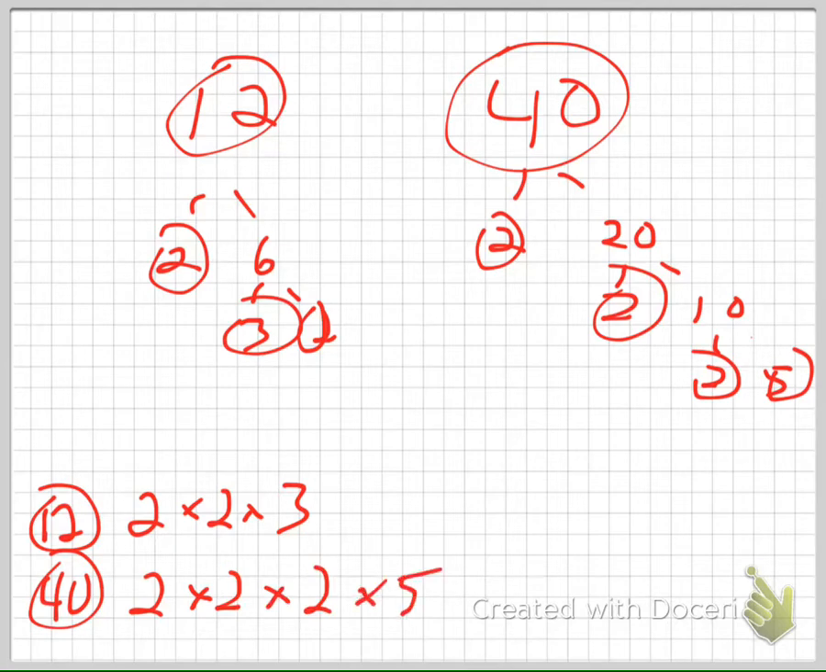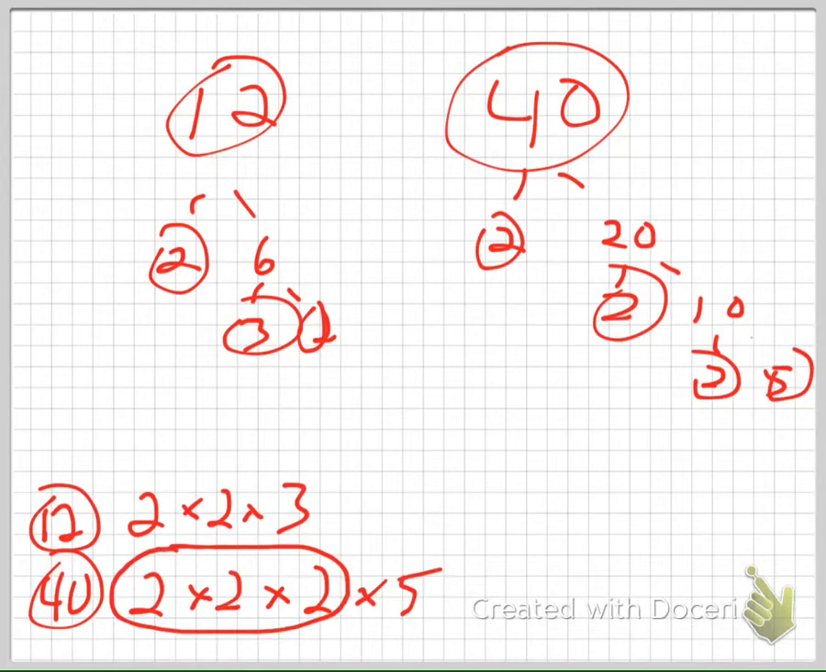Here's how you use prime factorization to find the least common multiple. Okay, are you paying attention? What different numbers are there? I have 2s, I have 3s, and I have 5s. Do you see what I'm talking about? 2s, 3s, and 5s. Which one of these has the most 2s in it? 40. So you're going to circle all 3 of those.